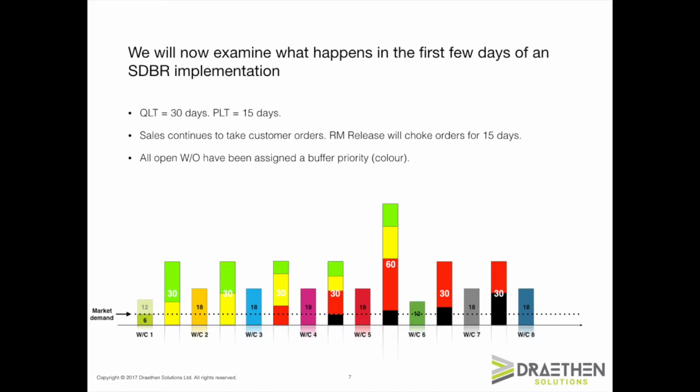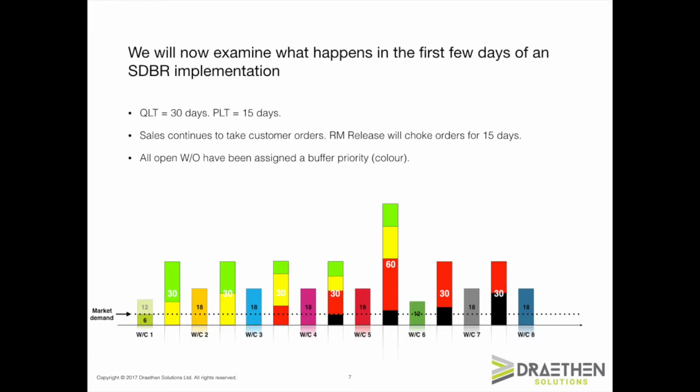We saw how this choking mechanism drains the plant of inventory in the early stages of an SDBR implementation, allowing the work centres a breathing space to clear away the queues and be ready to process new work orders that sales continues to accept through the initial choke period. When the choke period ends, this combined with the buffer management priority system increases flow through the plant.